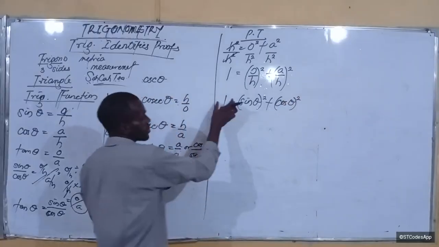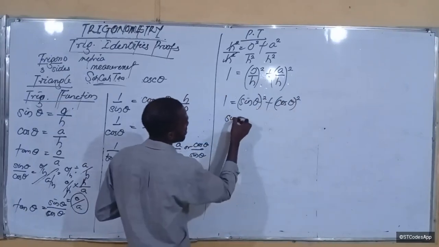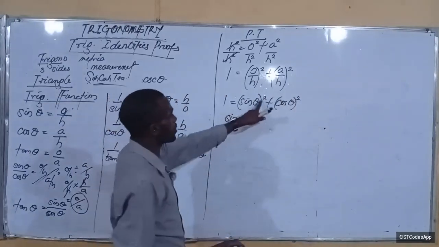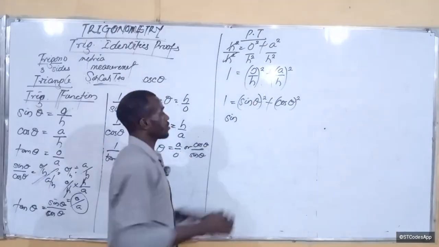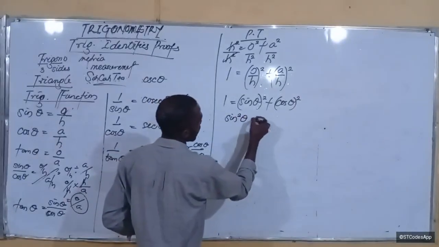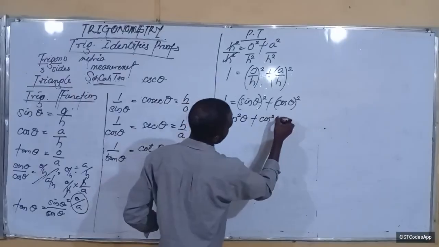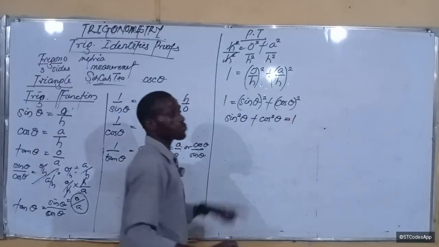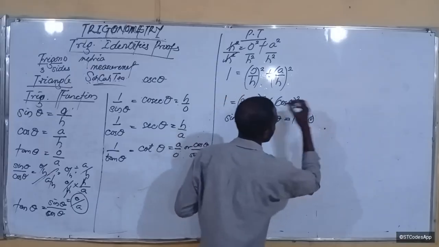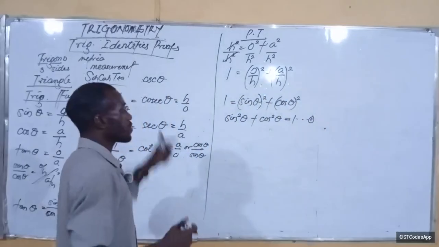So it turns out that if I bring that guy to that side, it becomes that sine. Now this square, we normally put it on this function rather than the theta. So it becomes sine squared of theta plus cosine squared of theta is equal to 1. So this is the first trig identity that you need to know. Is it clear?